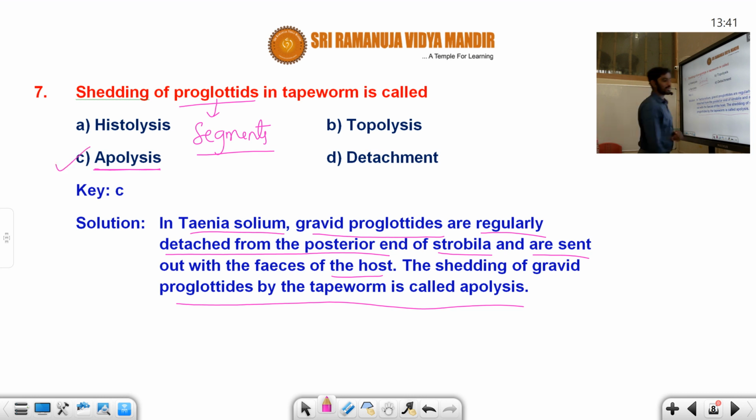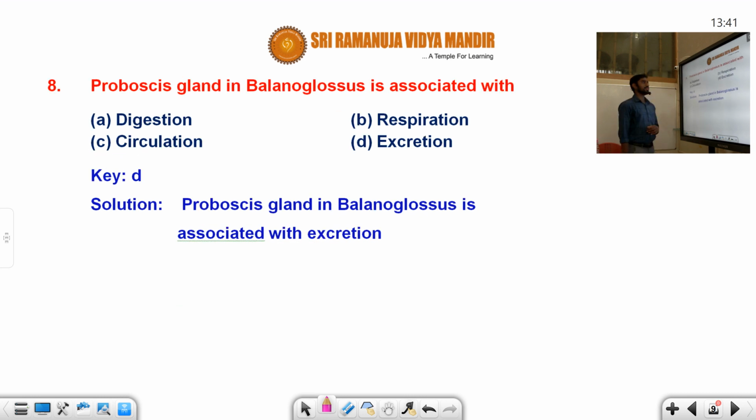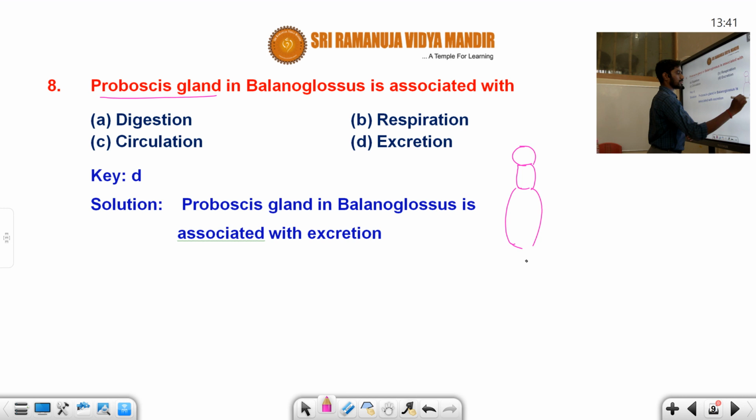The next one is: the proboscis gland in Balanoglossus is associated with what? We already saw this. Suppose this is the posterior part, this is the collar, this is the trunk, and we have a tail region. So this region we are talking about is the proboscis.